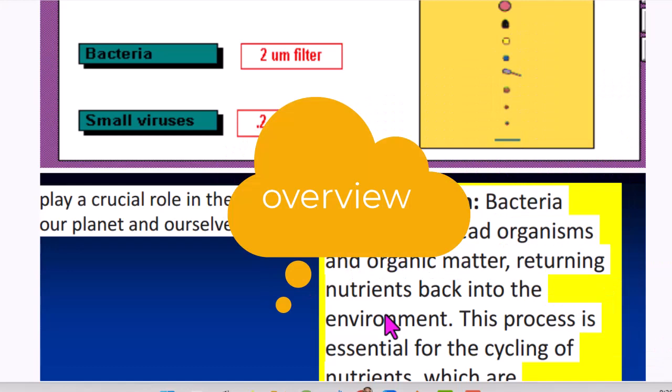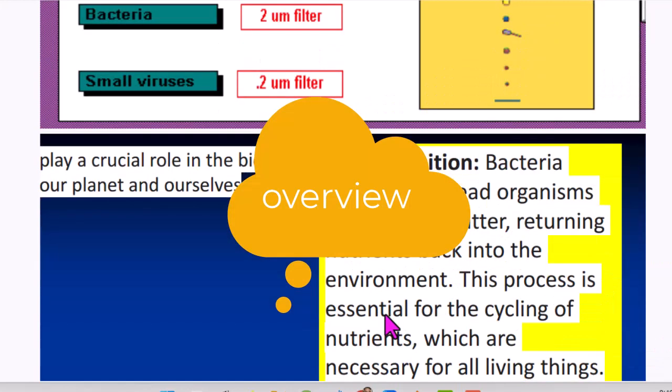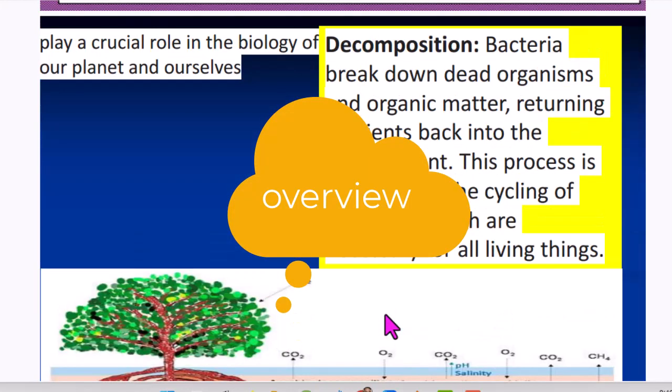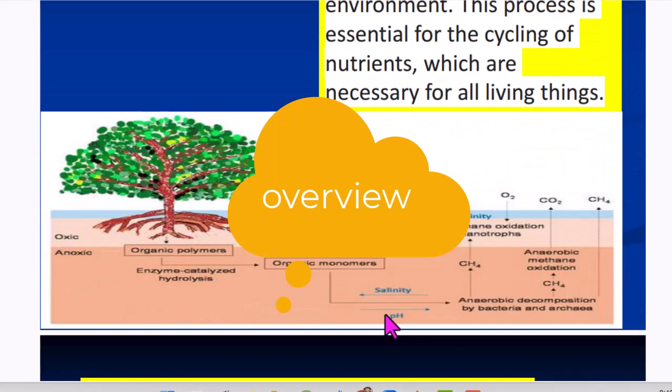In decomposition, we find bacteria break down dead organisms and organic matter, returning nutrients back into the environment. This process is essential for the cycling of nutrients, which is necessary for all living things.